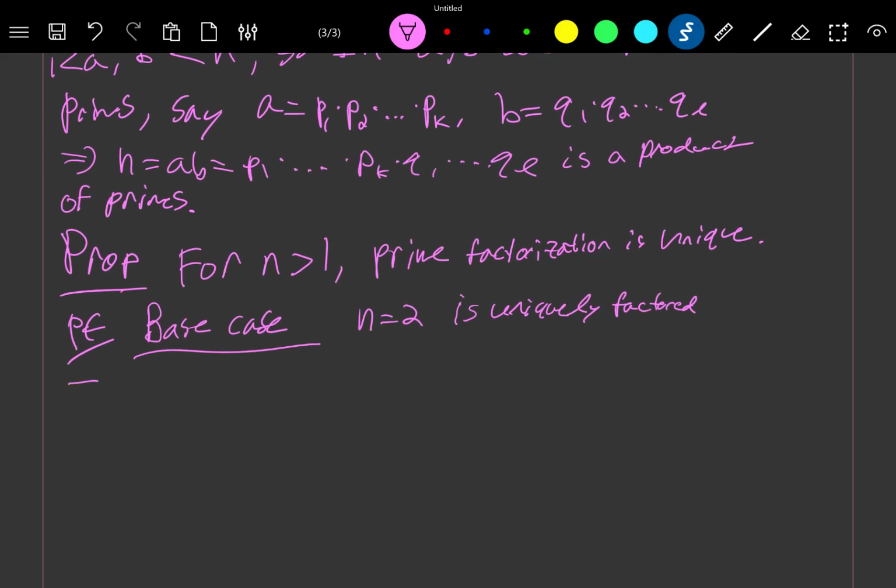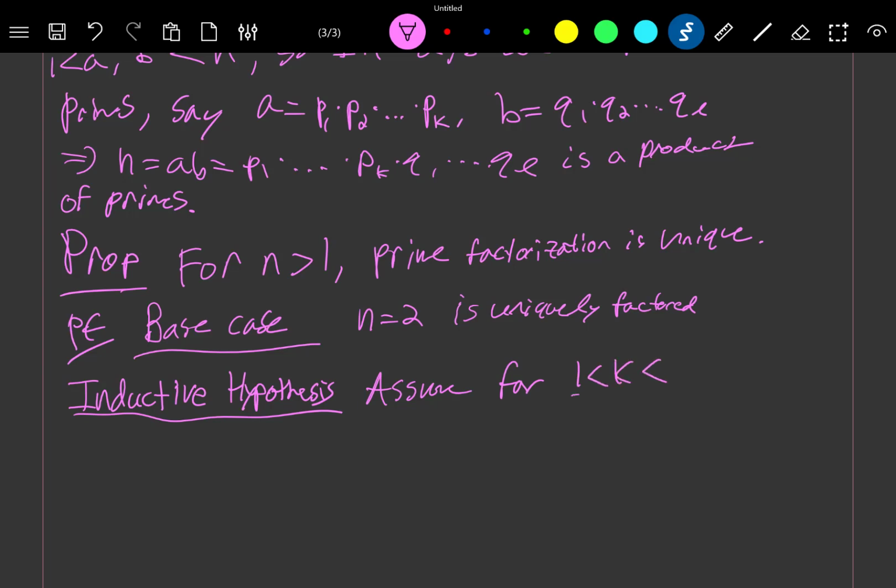So now, let's do the inductive hypothesis. This says that, so let's assume for k between 0 and n, that k has unique factorization.